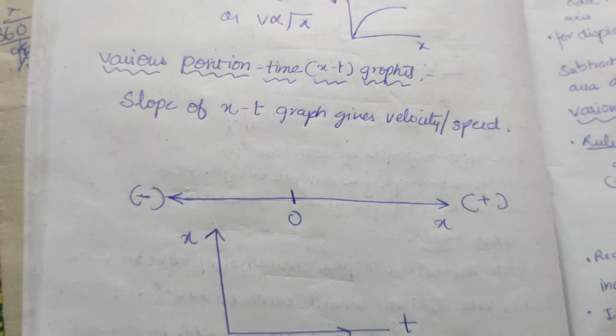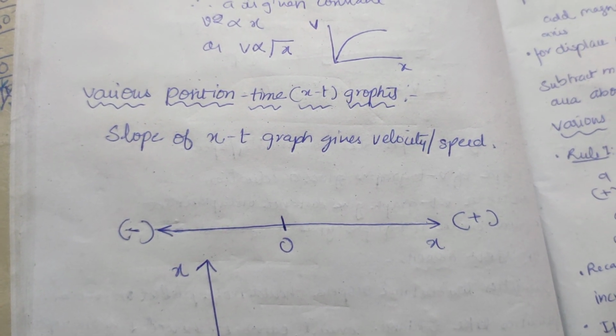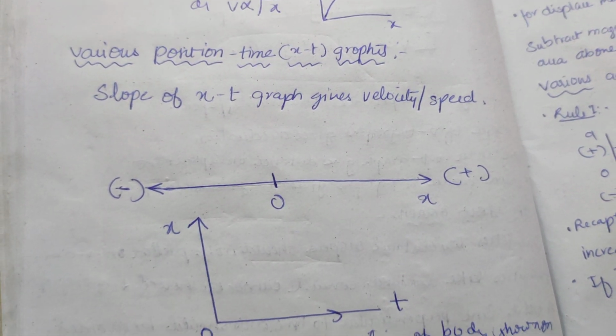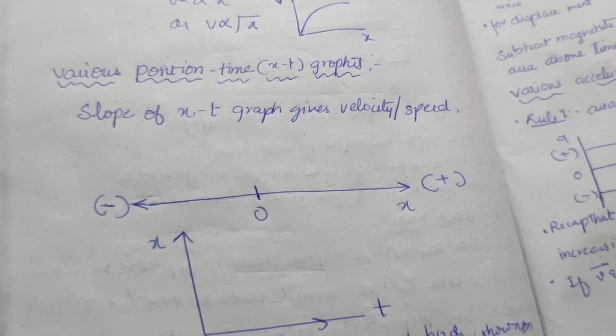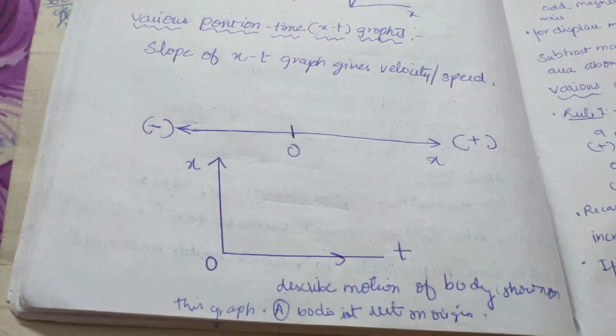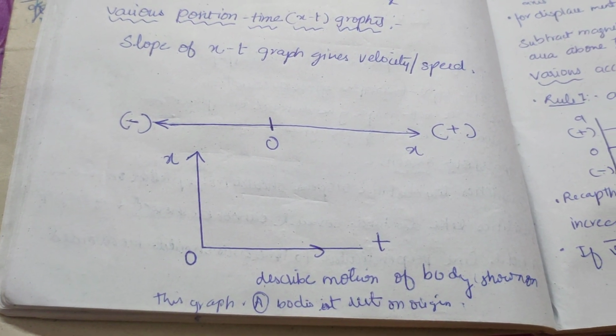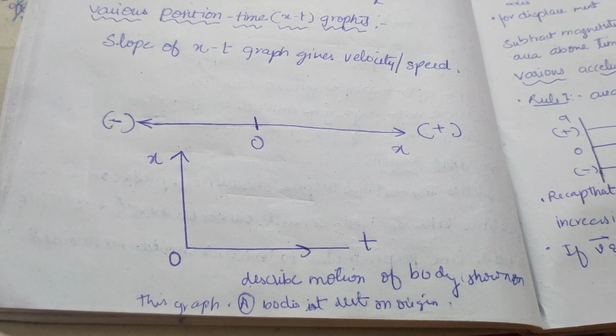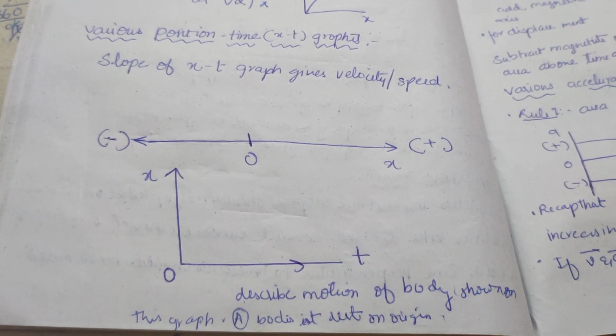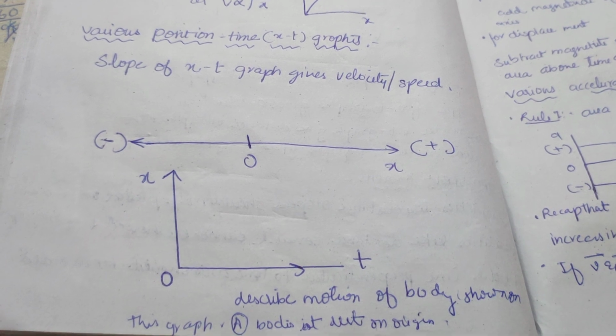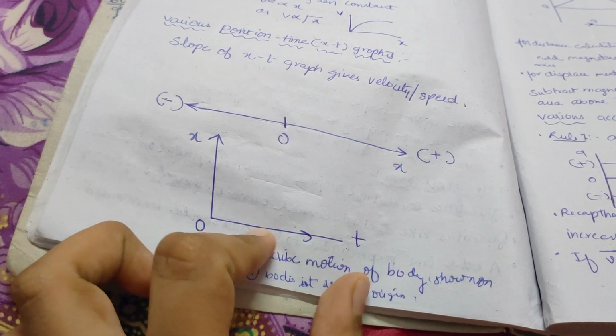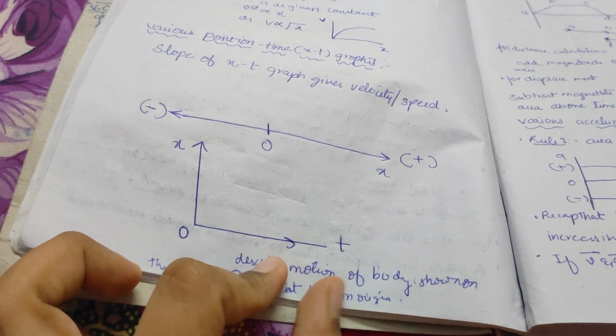Then various position-time graphs or xt graphs. The slope of xt gives velocity or speed. Now describe the motion of the bodies shown. In graph A, the body is at rest on the origin. It is moving like this, here on the origin itself.